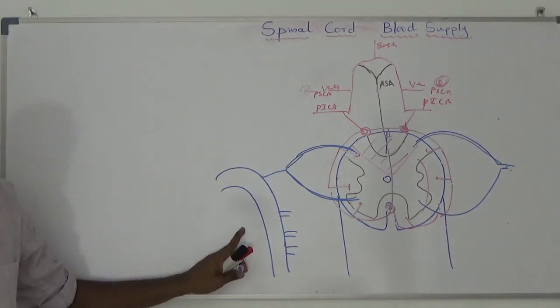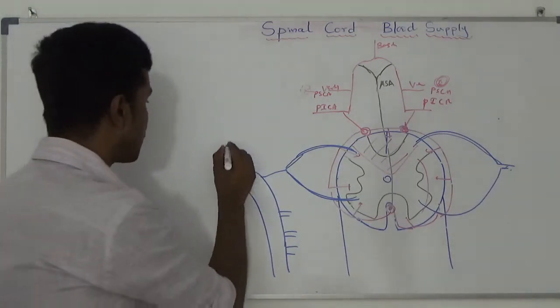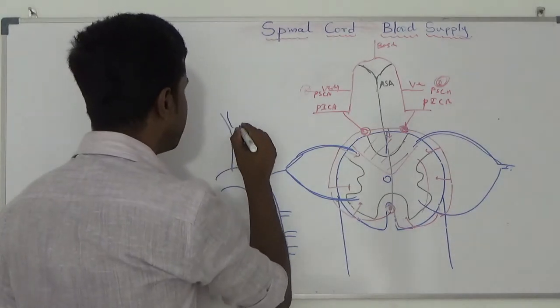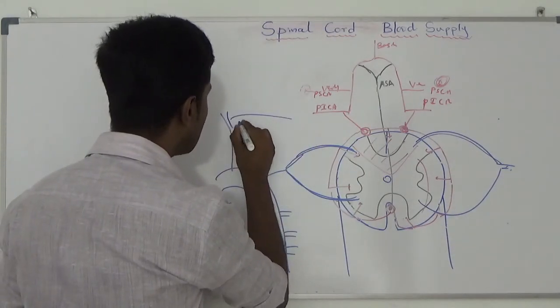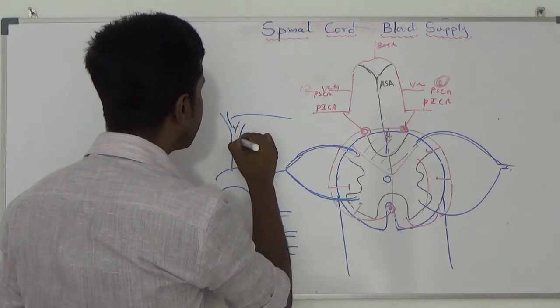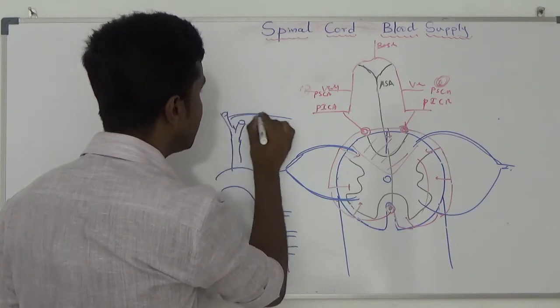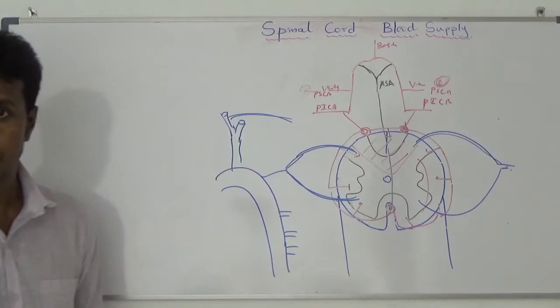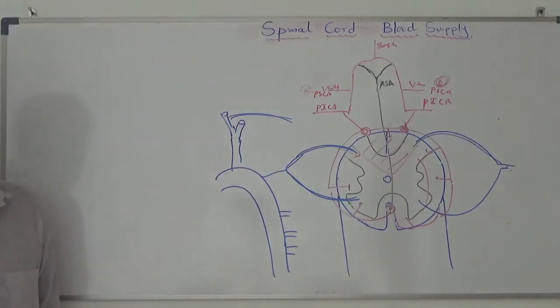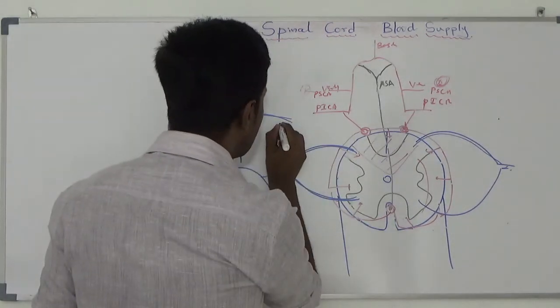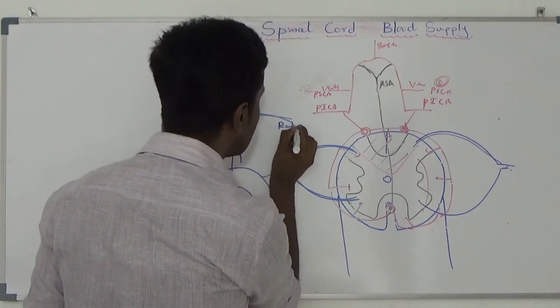Not only the aorta, the vertebral artery also. This is your vertebral artery. From the vertebral artery also, they can give collaterals into your spinal cord. They are called vertebral radicular arteries.